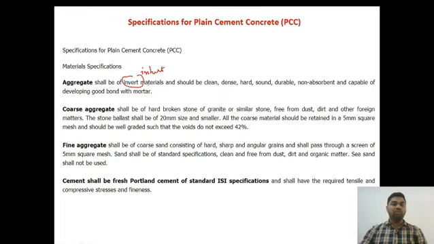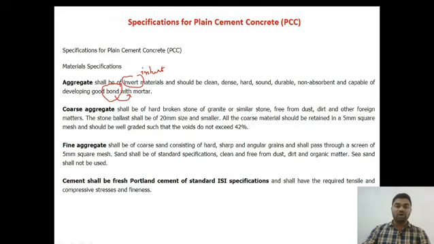Inert. What do you mean by inert? Inert means not reacting with anyone, passive in state. It is not reacting with any materials. The aggregate shall be inert materials and should be clean, dense, hard, sound, durable, non-absorbent and capable of developing good bond with the mortar. Here the bond is very important. Bond with mortar is very important.